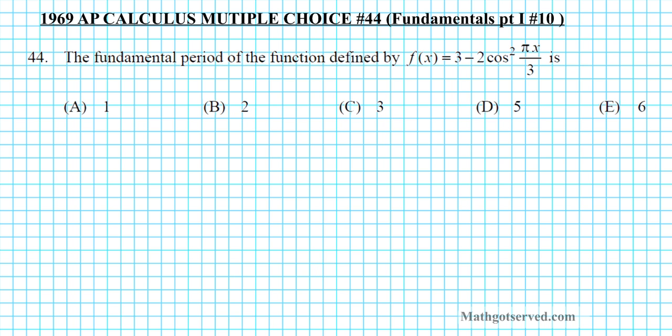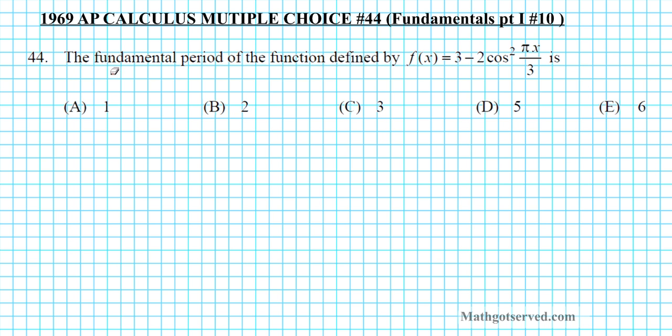In this clip, we're going to be going over problem number 10, which is in part 1 of our fundamentals of AP Calculus A, B, and BC. This number corresponds to number 44 of the 1969 AP Calculus multiple choice release test item. So let's take a look at the question.